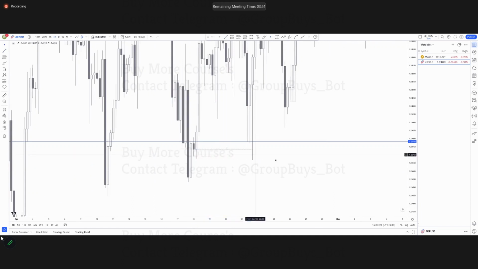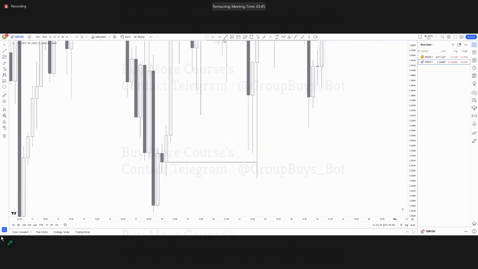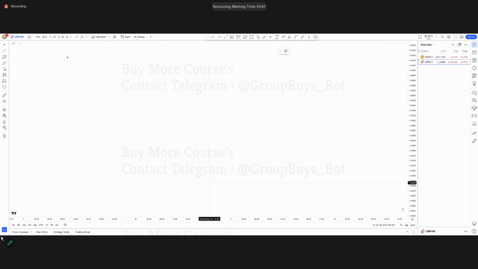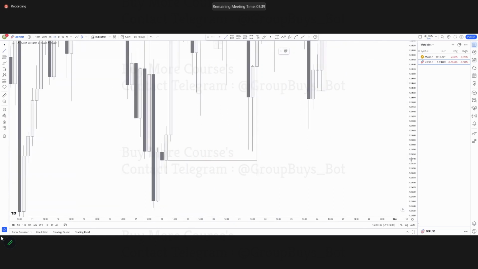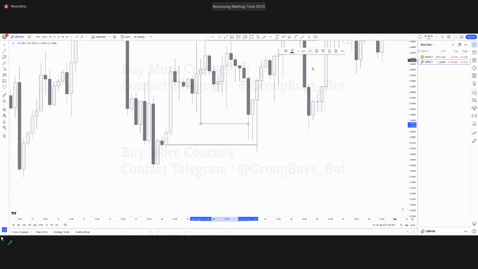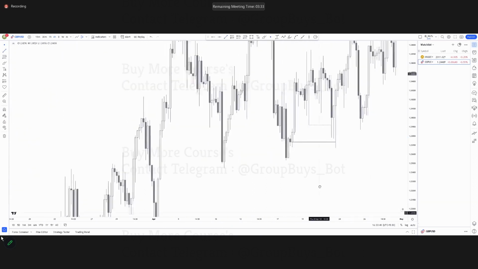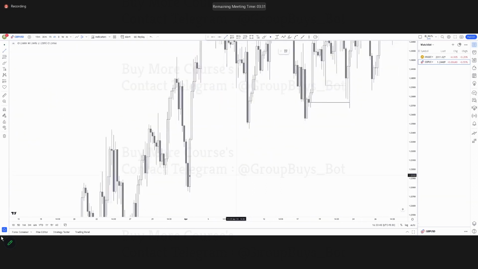So now this is my point of interest. Liquidity, yes, we have liquidity resting above. Let's go to the 1 hour, or even on the 4 hour, we have liquidity. Okay, where is the trend line now? Where is the trend line? Trend line.